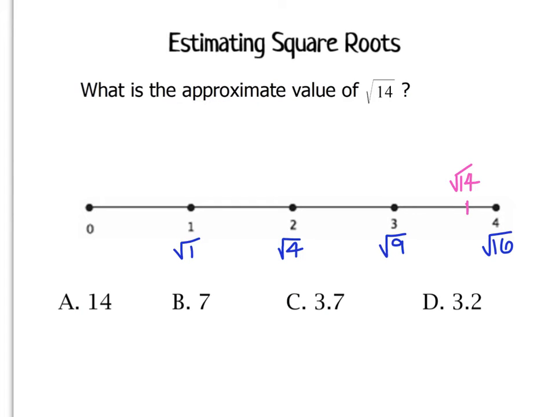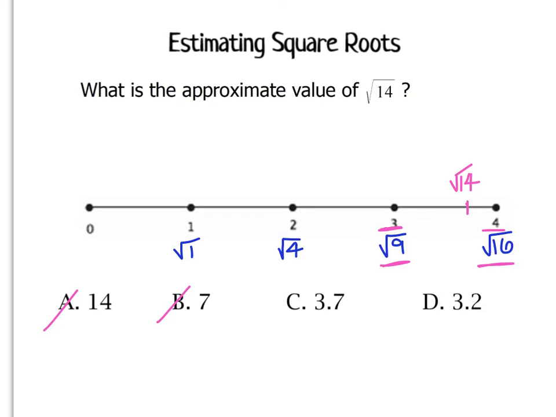Okay, looking at the next one, what's the approximate value of the square root of 14? We've already placed it on our number line. We know it's in between the square root of 9 and the square root of 16, which means its value, the square root, is actually in between the integers 3 and 4. So when I look at my multiple choice answers, A for sure is out. The answer's not 14. We're looking for the square root of 14. What number, when I multiply it by itself, gives us 14? It's not going to be 7 either. 7 times 7 gives us 49.